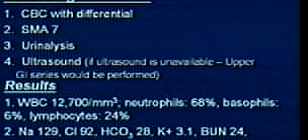All right? So what they say is that you do a CBC with differential. They find that the WBC count is 12,700. The neutrophils are 68%. There are no bands. There are 6% basophils and 24% lymphocytes.